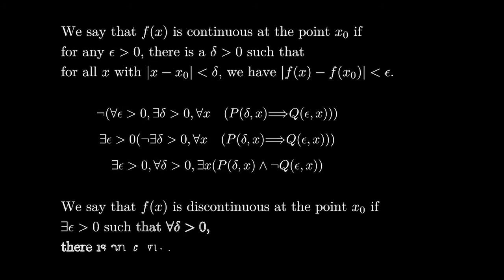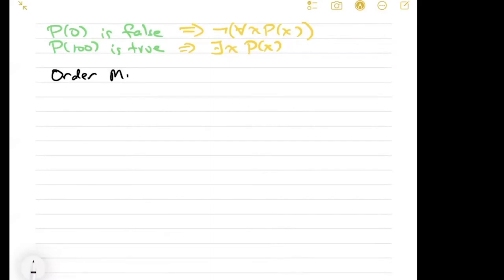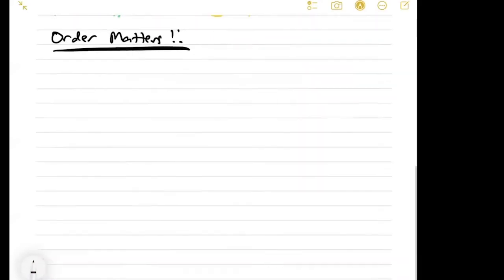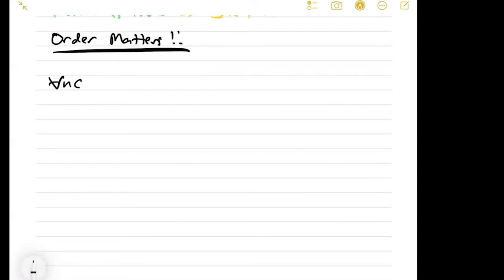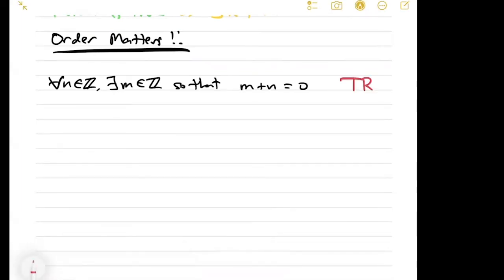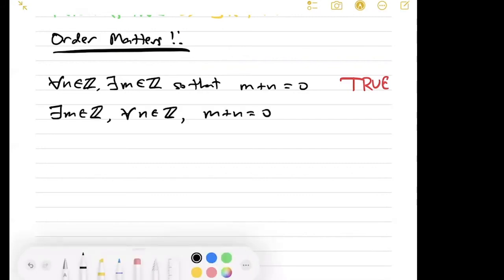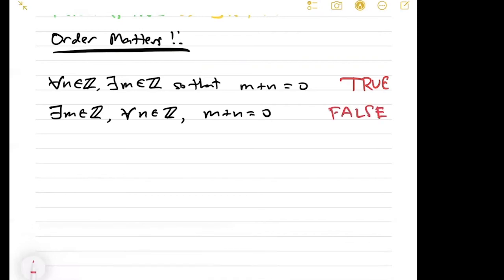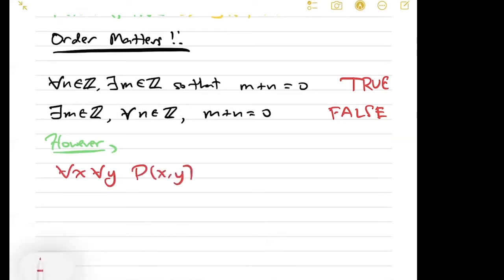Okay, one last comment. Order matters. When different quantifiers are in a particular order, we cannot in general exchange them. For example, the proposition for all integers n, there's an integer m such that m plus n equals 0 is true. One way to see that is, of course, if we just take m equals minus n, then minus n plus n is 0. In contrast, the proposition there is an integer m such that for all integers n, m plus n equals 0 is clearly false.